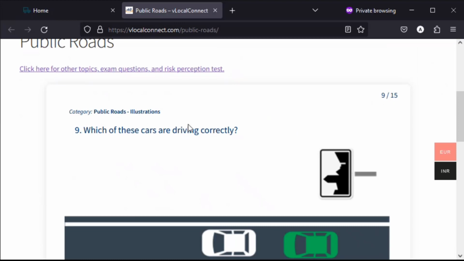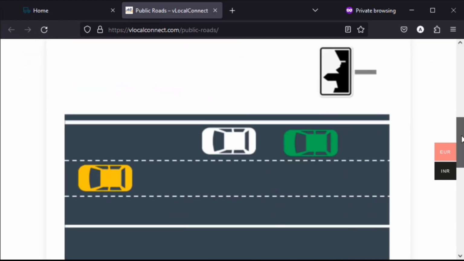Question number 9. Which of these cars are driving correctly? And as you can see, this is a built-up area starting from here. Within a built-up area, these two cars are on the right lane, which is correct. Usually on any road, this is the correct way to drive. And as you can see, the yellow car is driving in the middle lane. But within a built-up area, a vehicle is allowed to choose its lane depending on its destination. So if this car wants to go to a particular destination and taking this lane will help this car, then this car can take this lane.